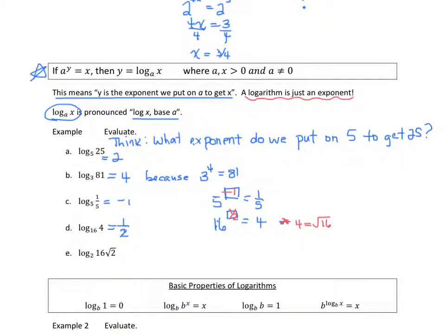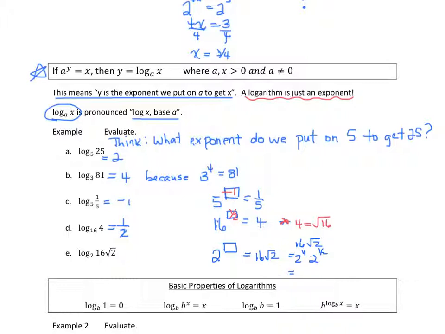Now the next one is certainly trickier because it says, what exponent do I put on 2 to get 16 root 2? So that one is certainly much more difficult to do mentally. What I would recommend you do first is rewrite 16 root 2 as a power with a base of 2. In other words, 16 can be written as 2 to the exponent 4, and root 2 can be written as 2 to the exponent 1/2.